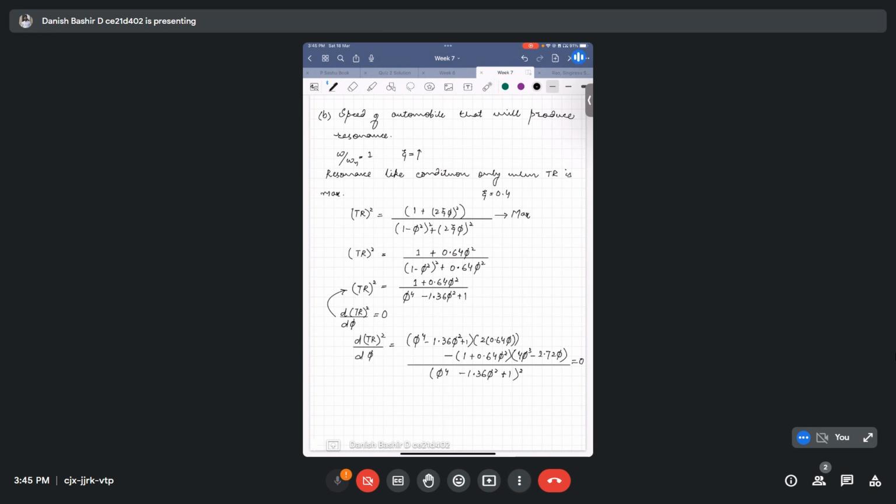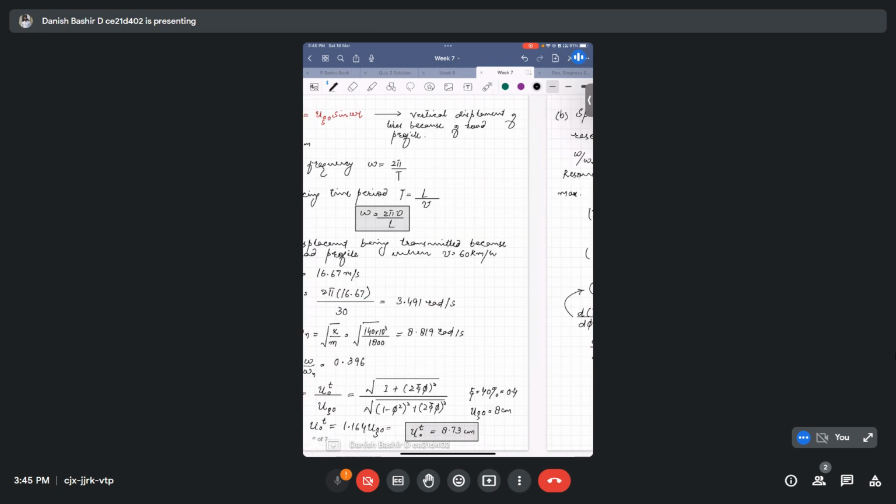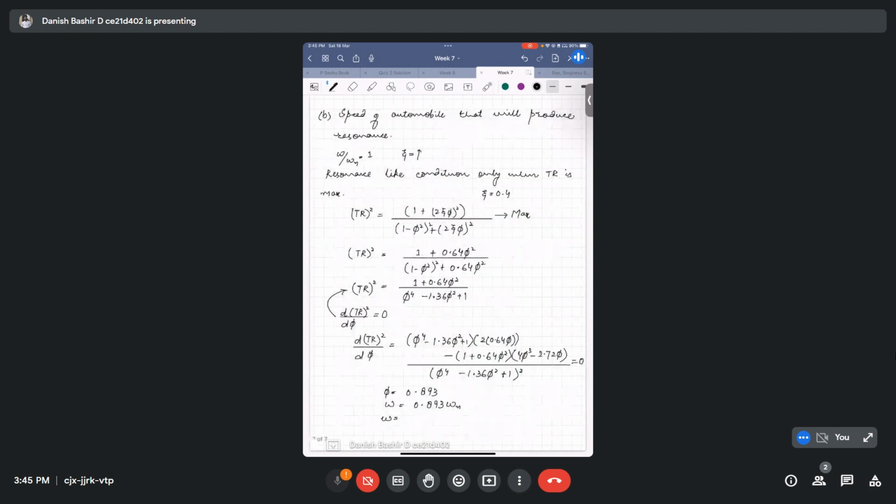When we equate this to 0, we have only a single variable phi, and we get phi equal to 0.893, so our forcing frequency omega should be equal to 0.893 omega n. Because omega n was calculated as 8.818 radian per second, omega will be equal to 7.872 radian per second.